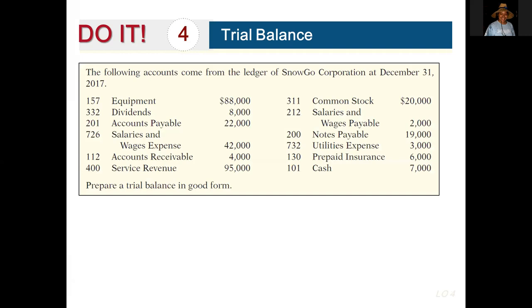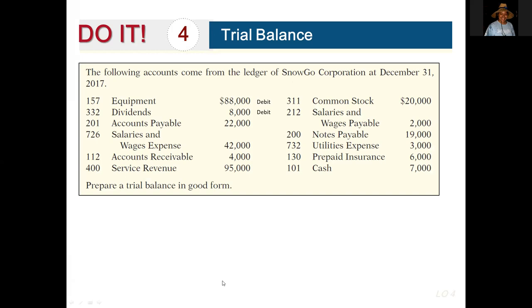Let's do this one. This is a trial balance. Prepare the trial balance from all the balances in all these accounts. The first thing you have to know is which accounts have debit balances and which have credit balances. If you've been listening and doing your assignments, you know that equipment is an asset that would have a debit balance. Dividends is stockholders' equity. Would that be debit or credit, anybody? Debit or credit balance, dividends? Debit. A debit column. That would be a debit balance, correct.